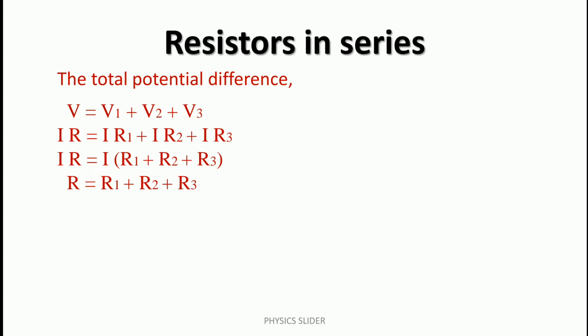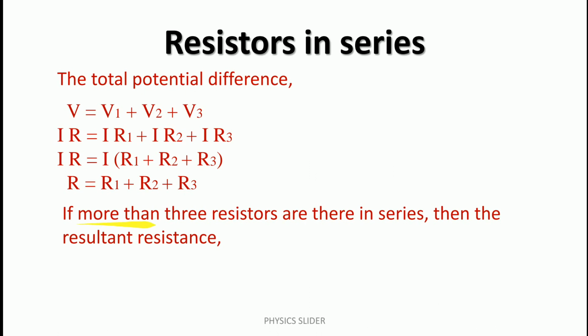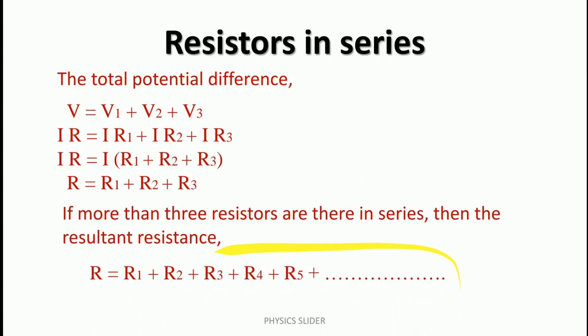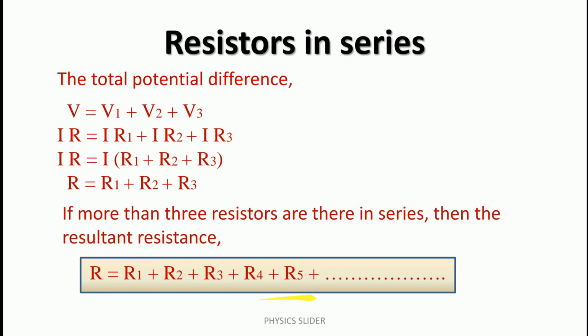So if there are more than three resistors in series, then the resultant resistance of those resistors will be given as R is equal to R1 plus R2 plus R3 plus R4 plus R5 and so on. All of the resistors we have, we have to add directly to get the total resistance in case of series combination. So this is the expression for the net resistance or the resultant resistance in case of series combination.